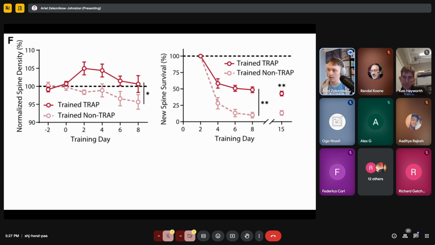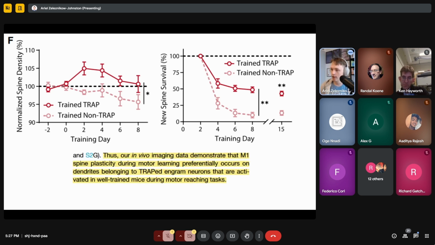They show this in a lot of different ways, but these are really the two key figures that make it the clearest. And they use that to say that our in vivo imaging data demonstrates that M1 spine plasticity during motor learning preferentially occurs on dendrites belonging to trapped engram neurons that are activated in well-trained mice during motor reaching tasks. And I think they demonstrate that pretty well.